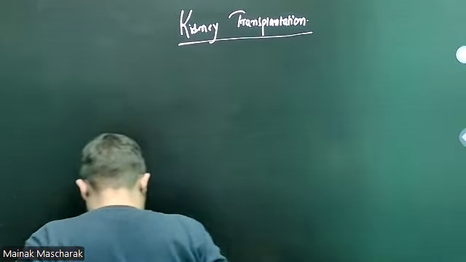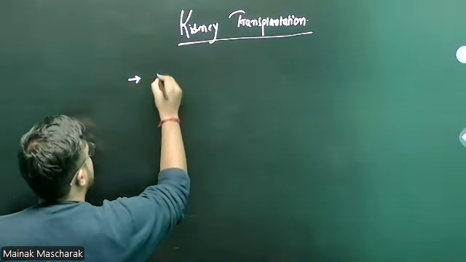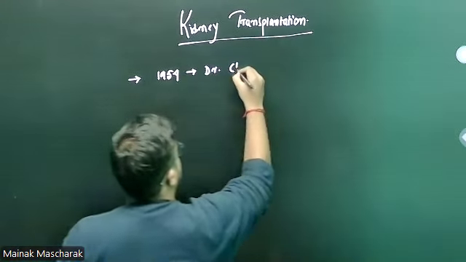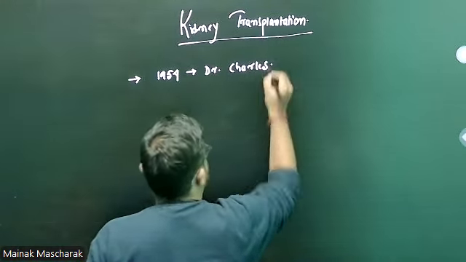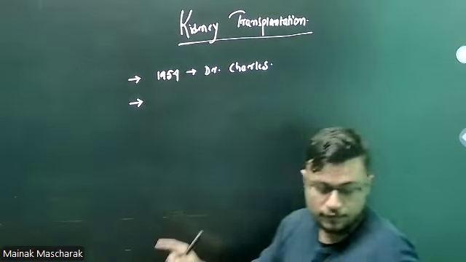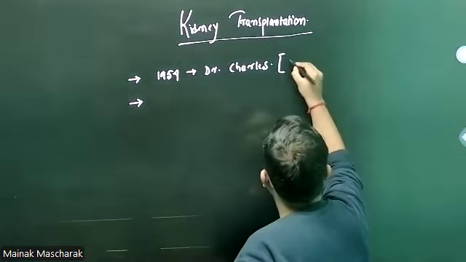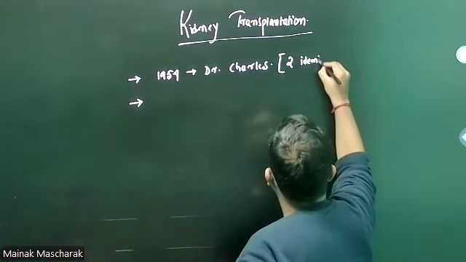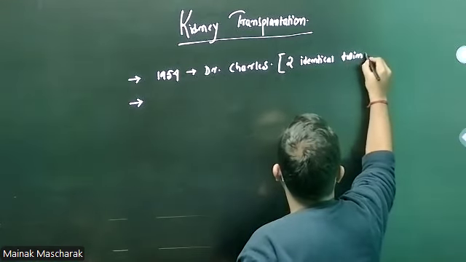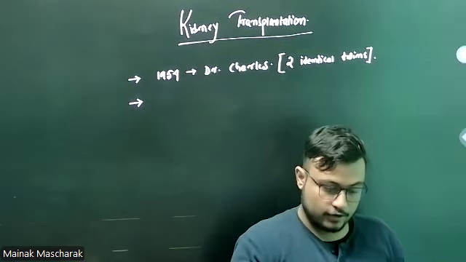So listen to this very carefully. What are the principles of kidney transplantation? First of all, the first kidney transplantation was performed in 1954 by Dr. Charles in the United States, and it was done between two identical twins.